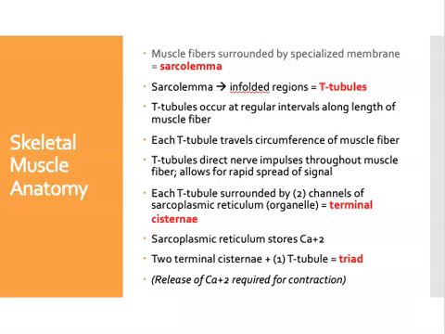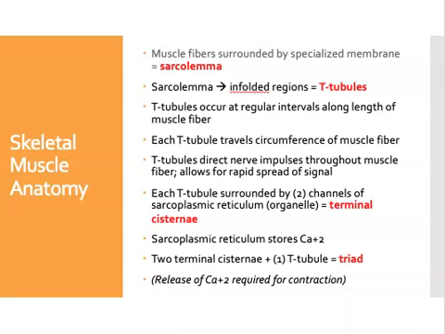In fact, neurons and muscle fibers are the only two kinds of cells that are capable of transmitting electrical current along their membrane. So we give this specialized plasma membrane a name. We call it the sarcolemma.